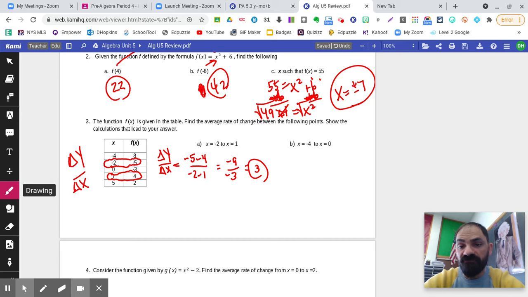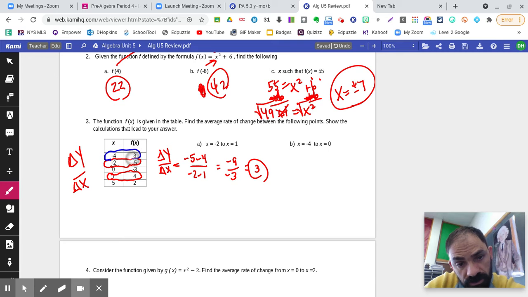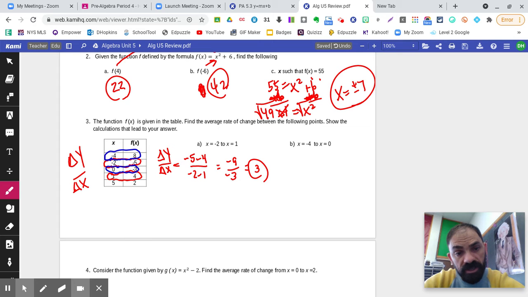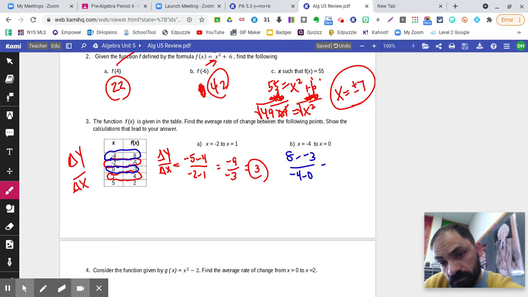Now find it from negative 4 and 0. So use the same formula for this point. So 8 minus negative 3 over negative 4 minus 0. So minus a negative is plus a positive. 11 over negative 4.